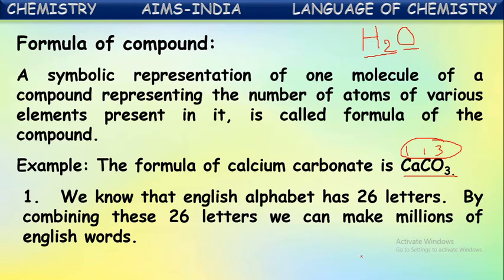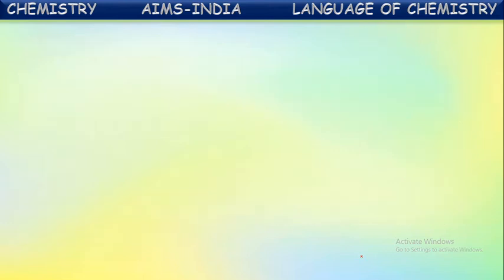We know that the English alphabet has 26 letters. By combining these 26 letters, we can make millions of English words that we speak from day to day. All these English words are made from just these 26 letters, combined in different proportions and different combinations.